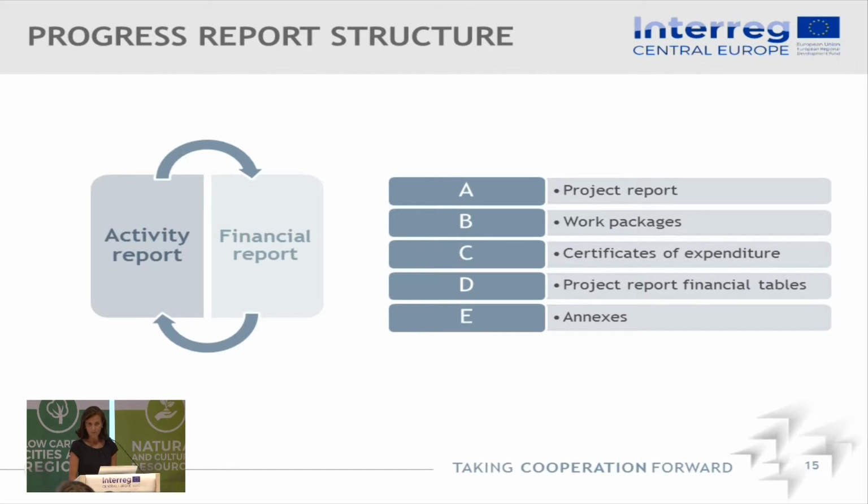Then parts C and D concern the financial report, including all the certificates of expenditure which are linked to the activities and which form part of the report, and then you have some financial overview tables. There are of course also some annexes to be submitted, like documentation of outputs, deliverables which you have achieved in the reporting period, the payment claim of the lead partner, a verification checklist, and also the control documents.